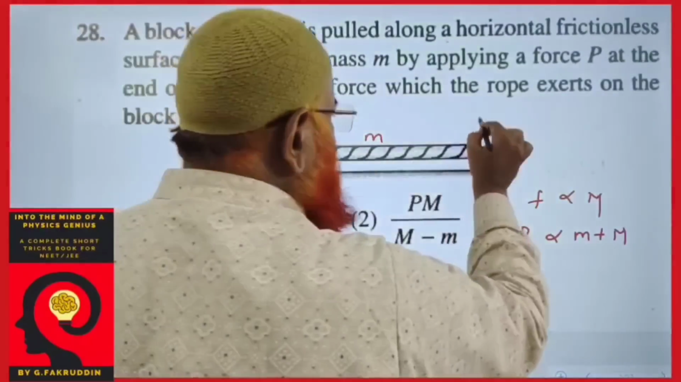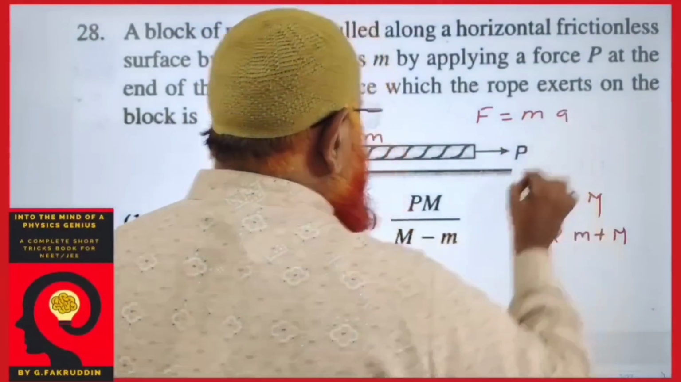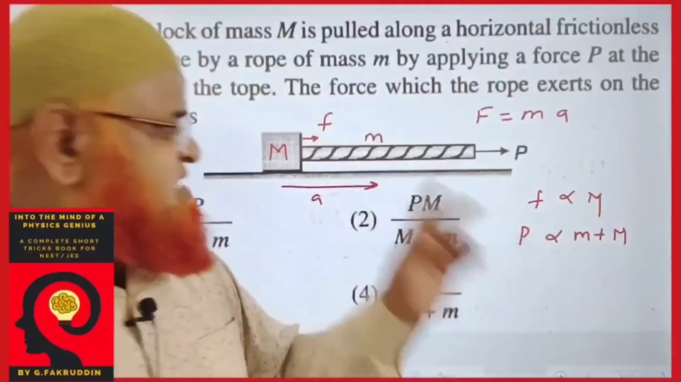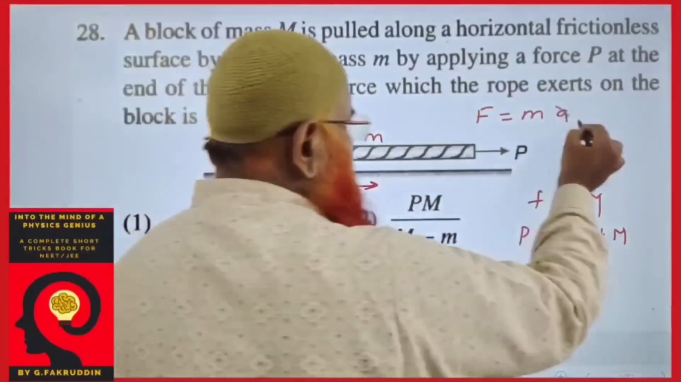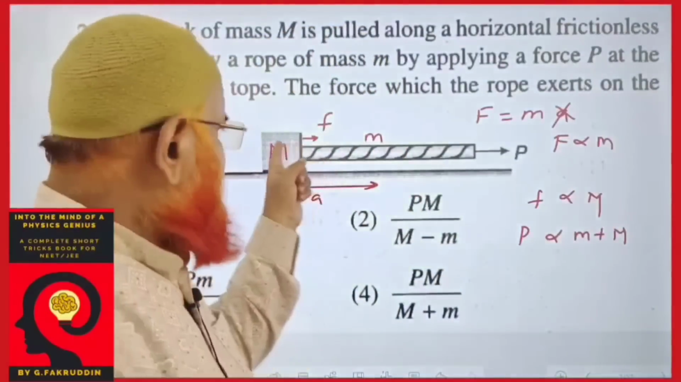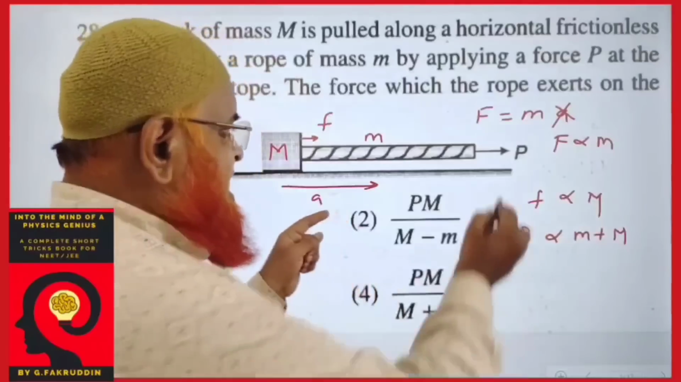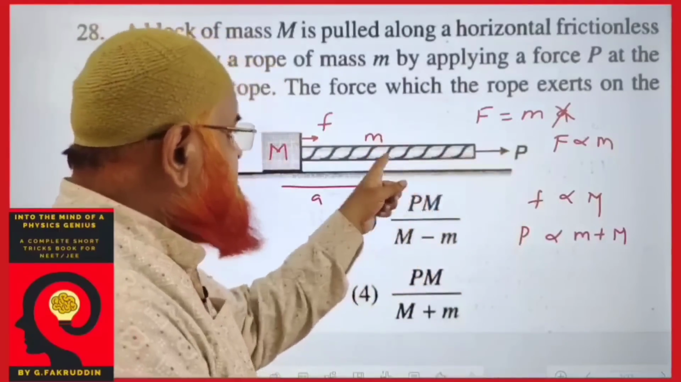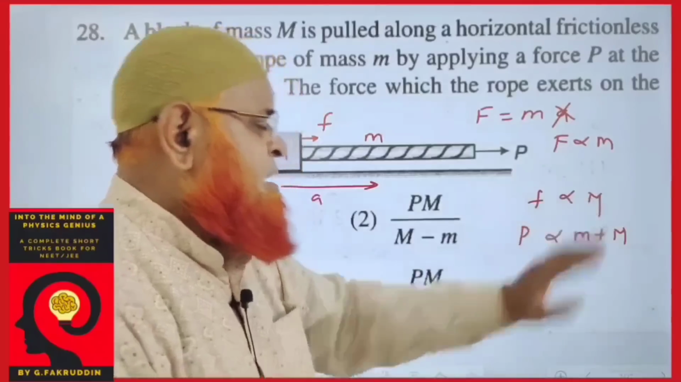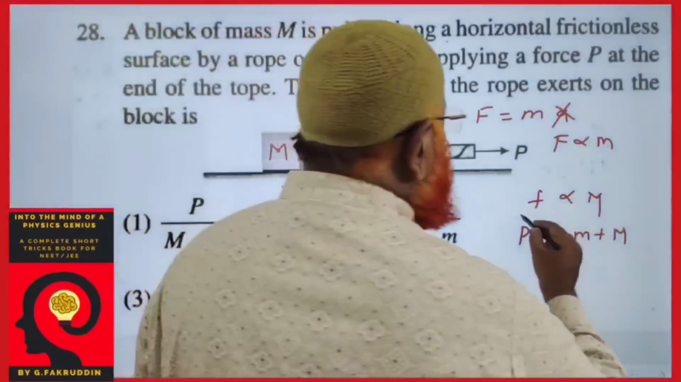You just remember one thing, F is equal to ma. Rope and mass are moving with the same acceleration. That's why acceleration is constant, and force is directly proportional to mass. The contact force is pulling capital M, whereas the force P is pulling small m plus capital M. So F is directly proportional to capital M, and P is directly proportional to small m plus capital M.